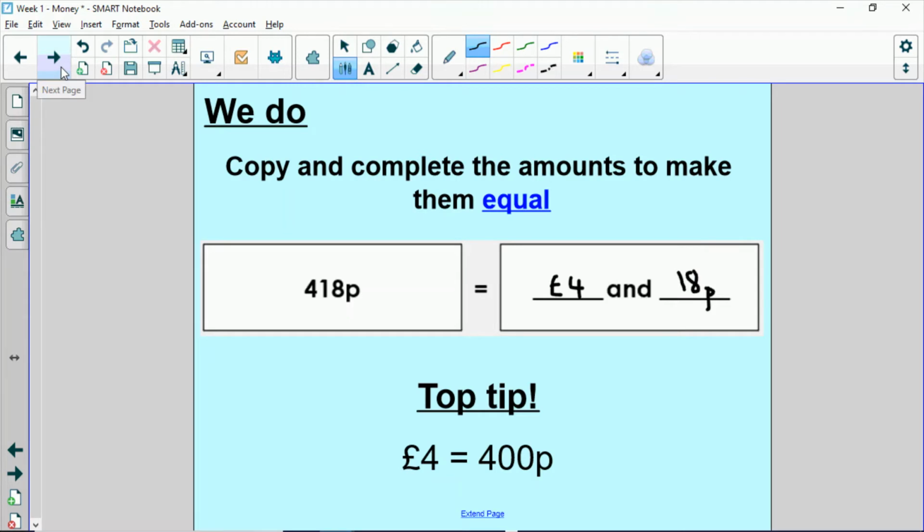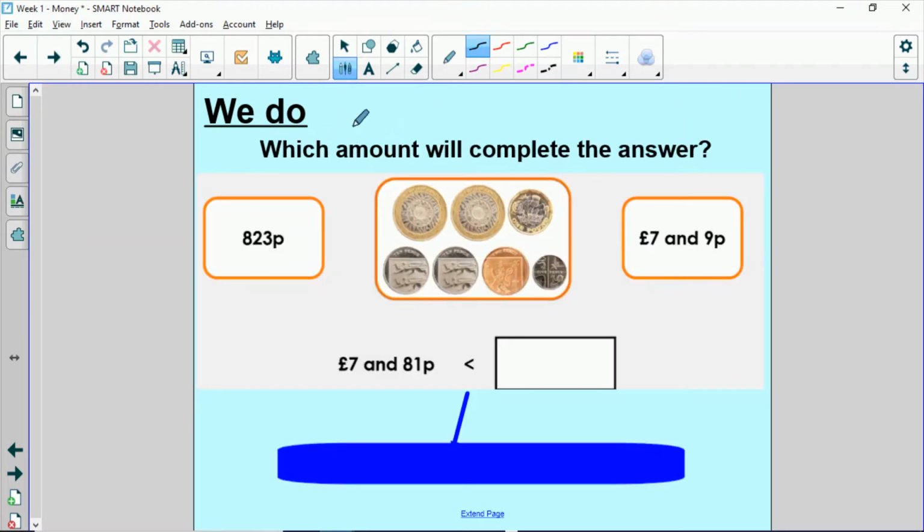Now let's move on to our next question, which is another we do. So we're going to do this one together and in our maths books. It says which amount will complete the answer. You've got three bubbles here. One's just in pence, one's in pictures using coins, and one's in pounds and pence. It says £7 and 81p.